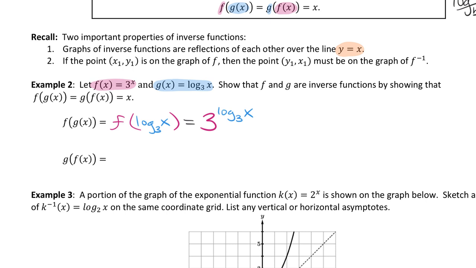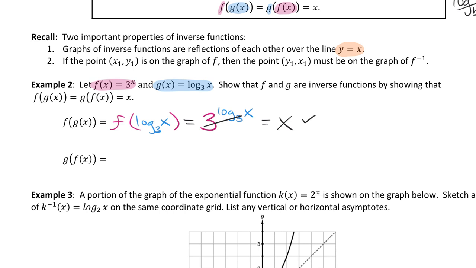Do you notice that now that property I told you to remember now occurs? We have 3 raised to the log base 3 of x power. The 3 and the log are basically going to cancel out, and all I'm left with is x. That's a great start. That's one direction for us having composition work.